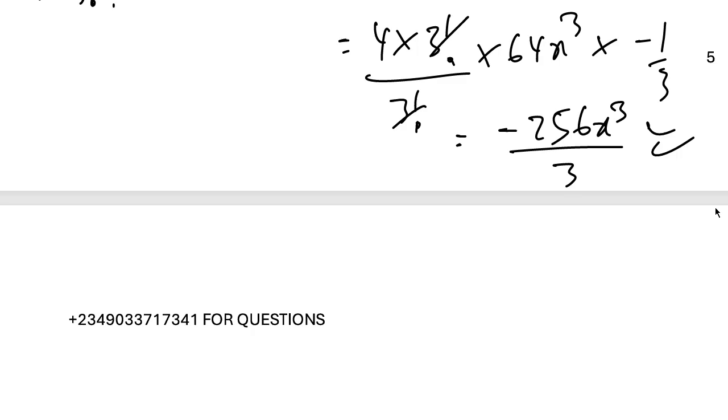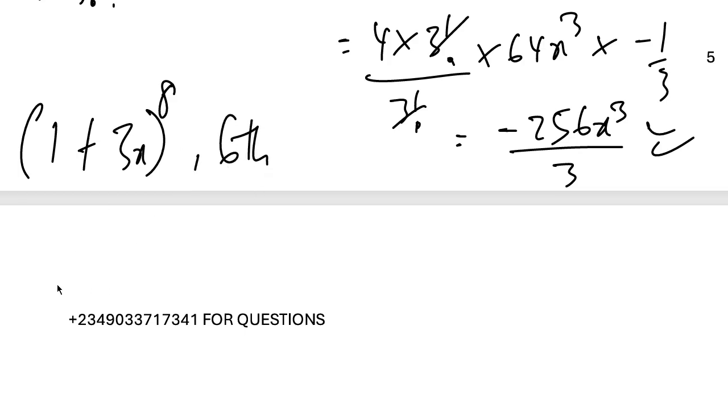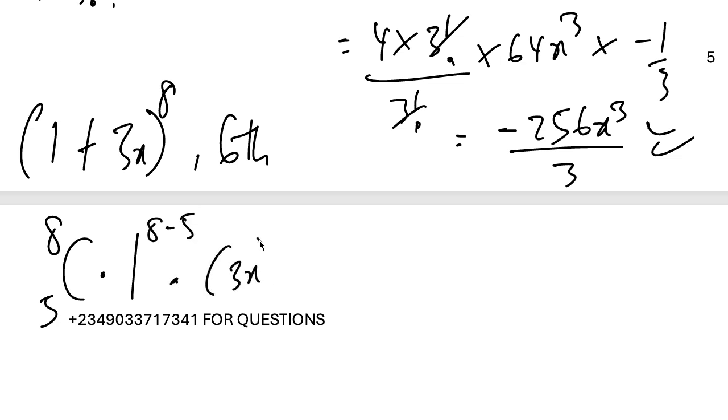So I believe you should be able to solve any question that comes across. They say find the sixth term. If maybe this is what you saw, 1 plus 3x to the power 8. Can you find the sixth term if it comes in an exam? If they ask you what's the sixth term of this expansion, what will you say? It will be 8 combination 5 times 1 to the power 8 minus 5 multiplied by 3x to the power 5.